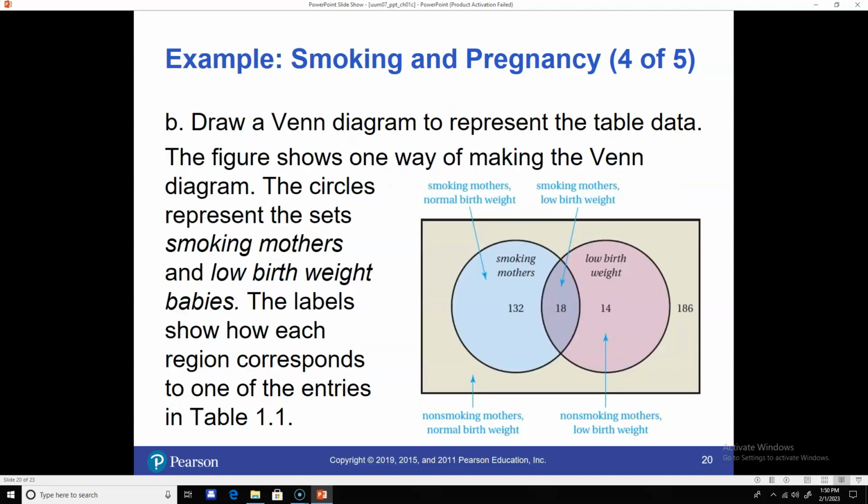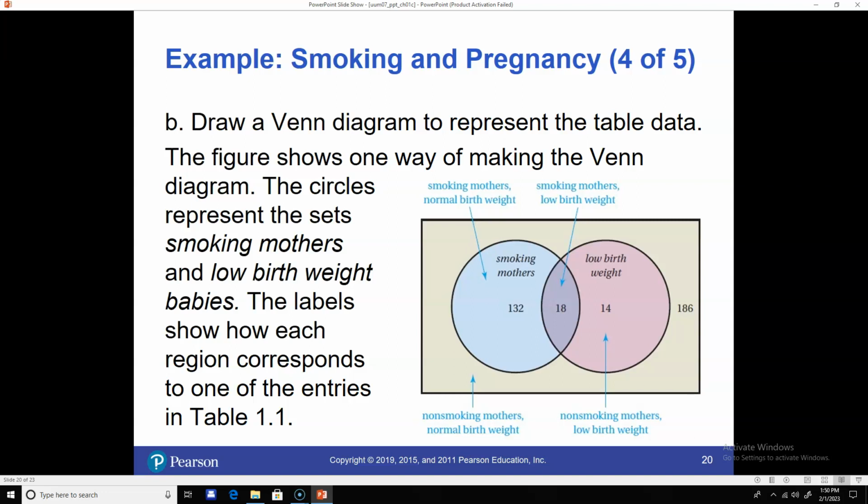One thing I will point out, these diagrams are primarily visual and just show the relationship. They're not at all to scale. Notice the smoking mother's circle and the low birth weight circle are the same size, even though in the smoking mother's section, there would be 150 people represented, 132 plus 18 is 150. And in the low birth weight bubble, if you added 18 and 14, that would be 32.